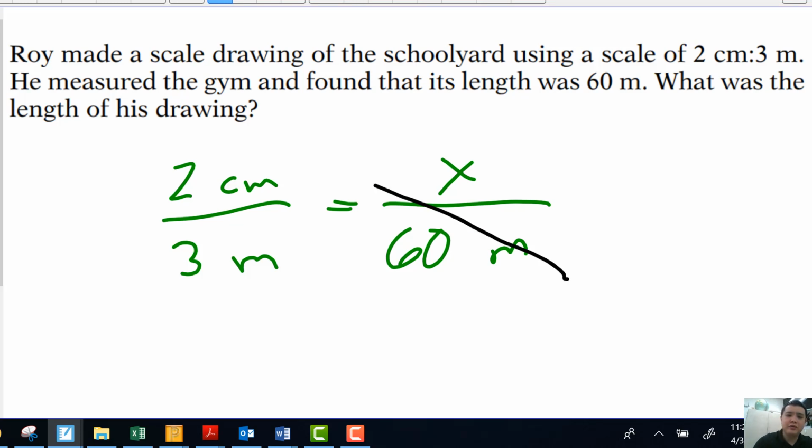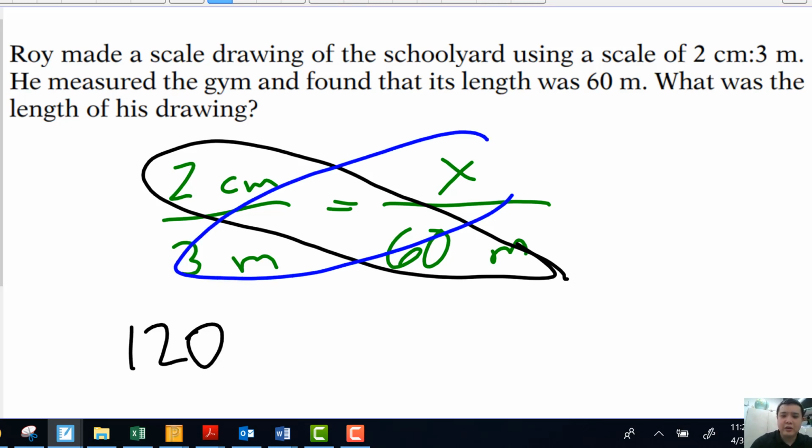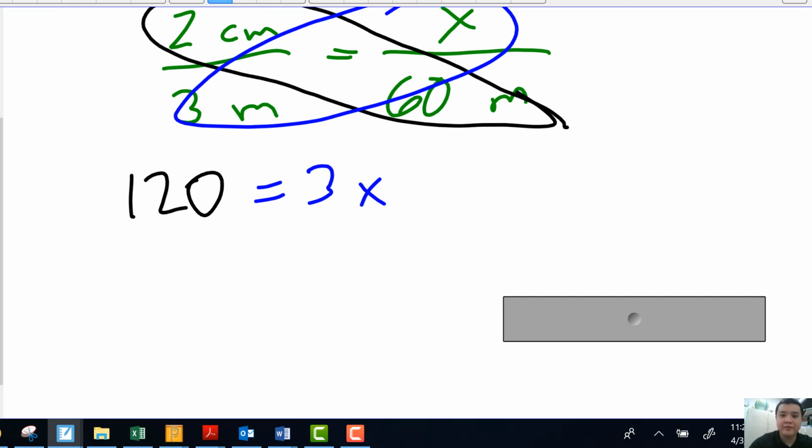Then we're going to do our cross products. So 2 times 60 is 120, and 3 times x is 3x. We're going to divide both sides by 3. So we get x equals 40.